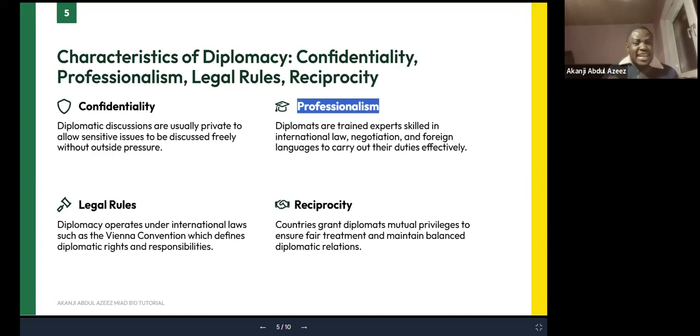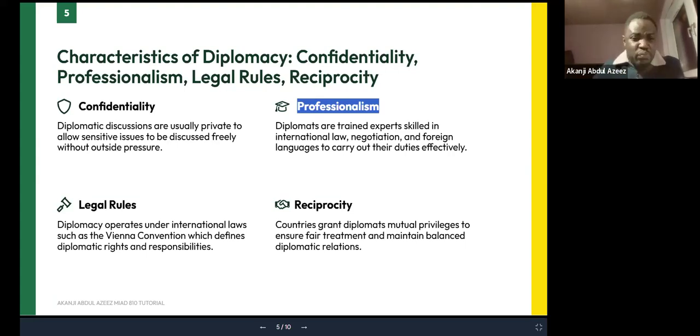So if one country grants certain privileges to foreign diplomats, it is expected that its diplomats receive the same privileges abroad. Which means that if they send a diplomat to Benin Republic and they treat that diplomat well, then Benin Republic also will be expecting that the diplomat they send to Nigeria should be treated well also. But if they do not treat him well, our diplomat in their own country also is going to face the same problem. So reciprocity is also part of diplomacy.